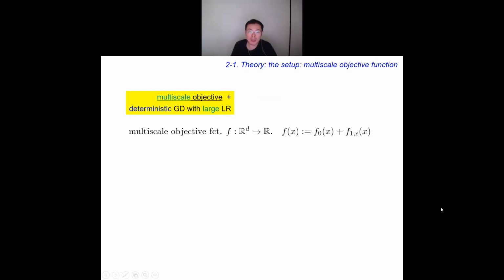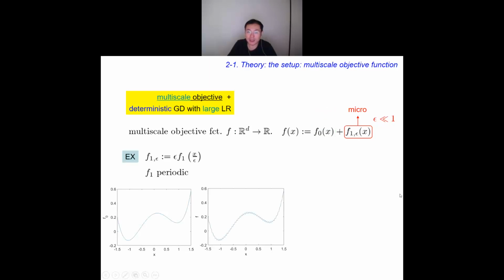So what do I mean by a multi-scale objective? I require the objective function to be the sum of a macroscopic part that could, for example, look like this, plus a microscopic part that is characterized by a small parameter epsilon that is much smaller than 1.